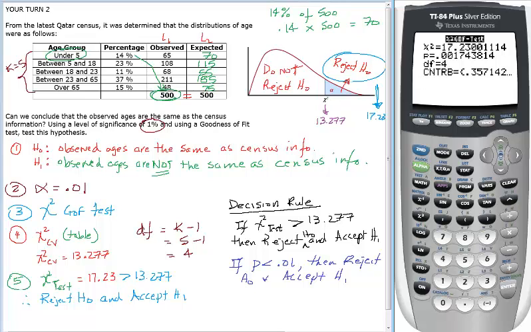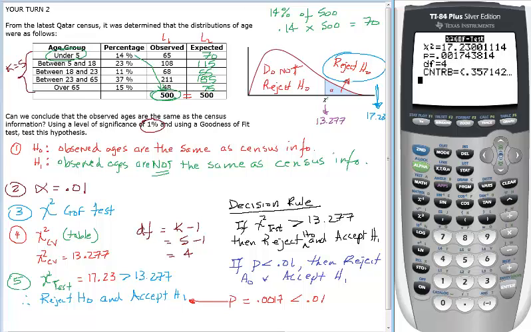Now if you're using the p-value, that also comes from the calculator. Still have to choose the right test and enter the right data to get this p-value. The p-value is 0.0017. Now that's definitely less than alpha, which is 0.01. So the same conclusion. Reject H0 and accept H1.